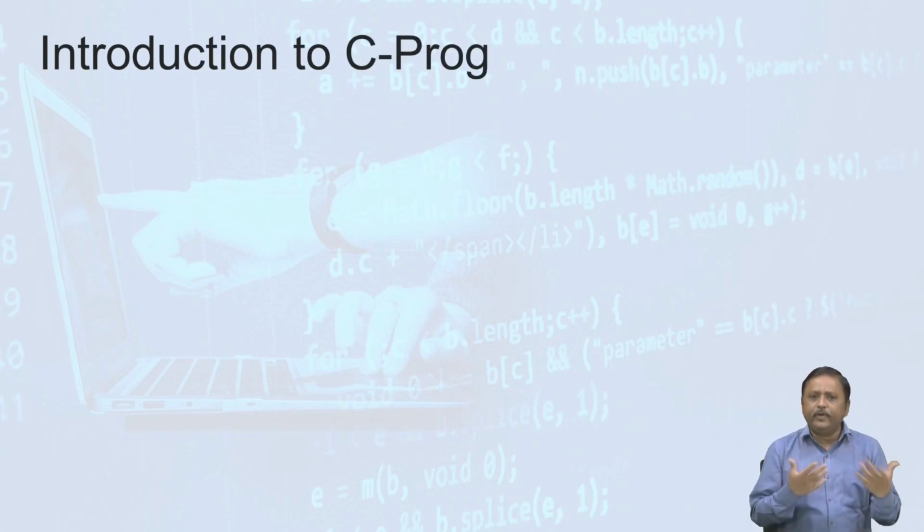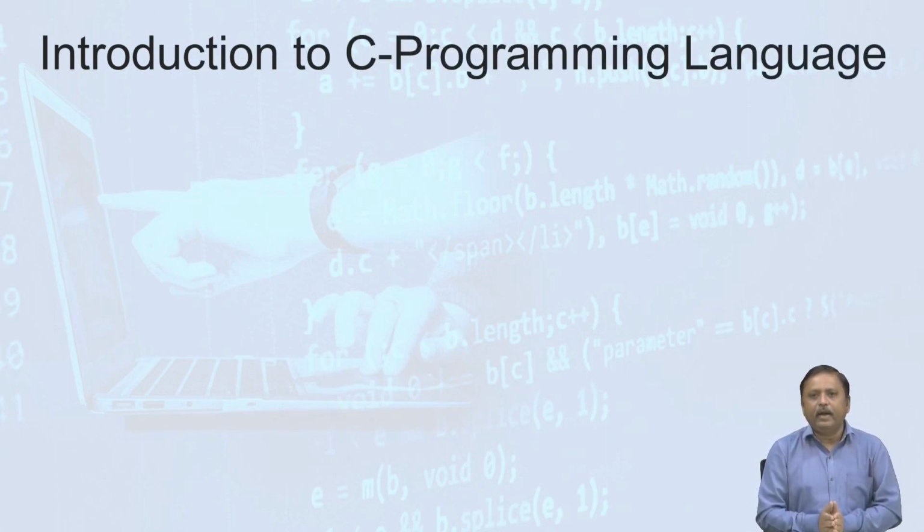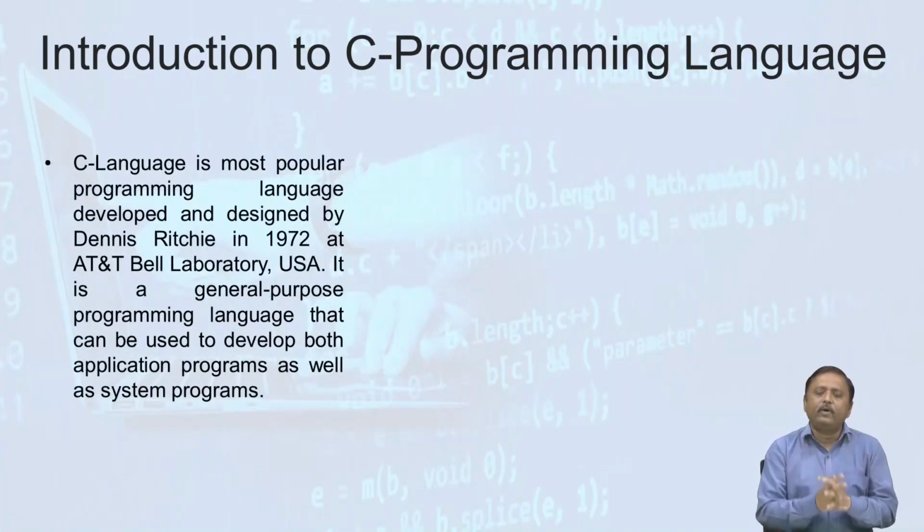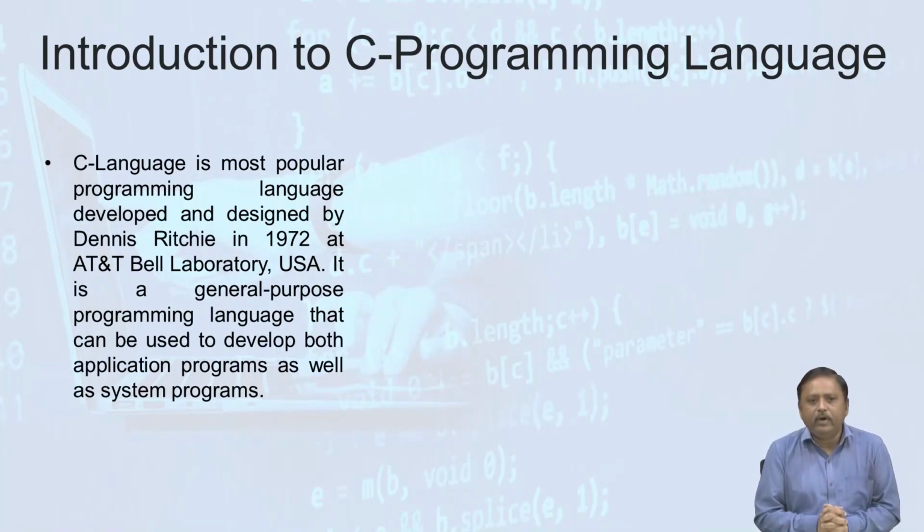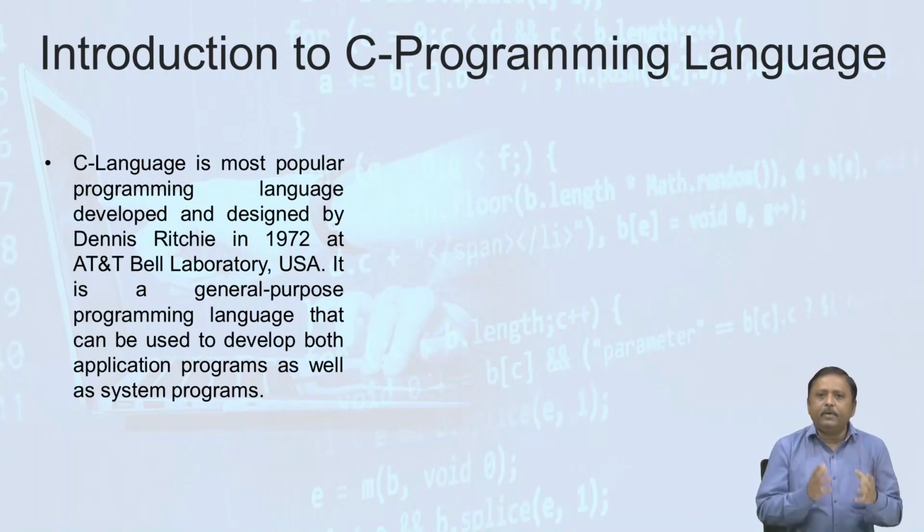Now let us start with history of C programming language. We know that C programming language is a popular programming language. Why C is so much popular? Because of its certain features. It was developed and designed by Dennis Ritchie in 1972 at Bell Laboratories, USA. It is a general purpose programming language. General purpose means you can write all type of program in C language.